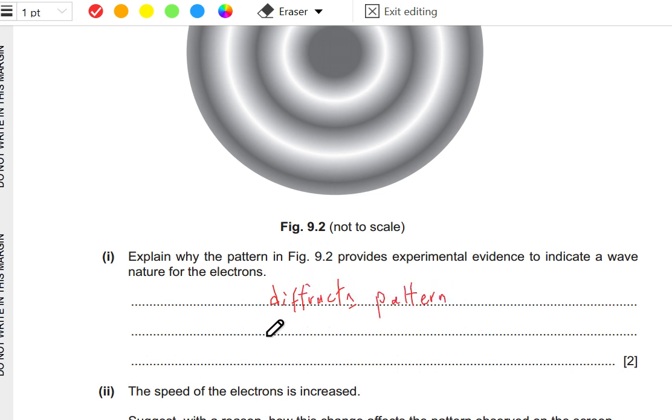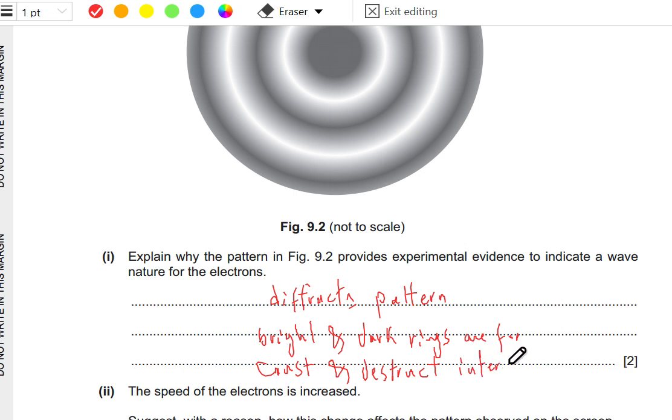And bright and dark rings are for constructive and destructive interference.